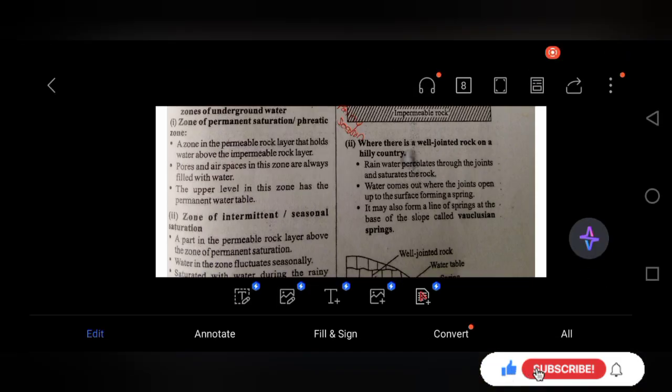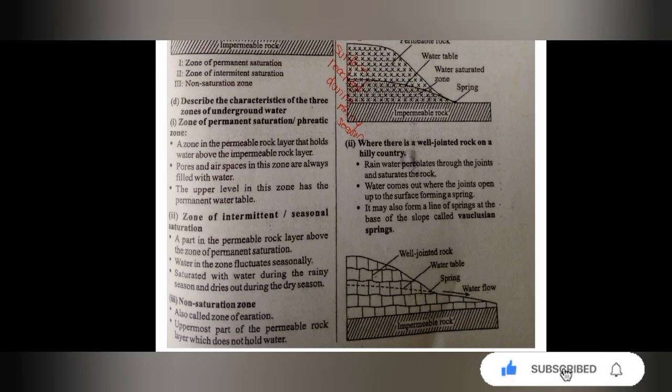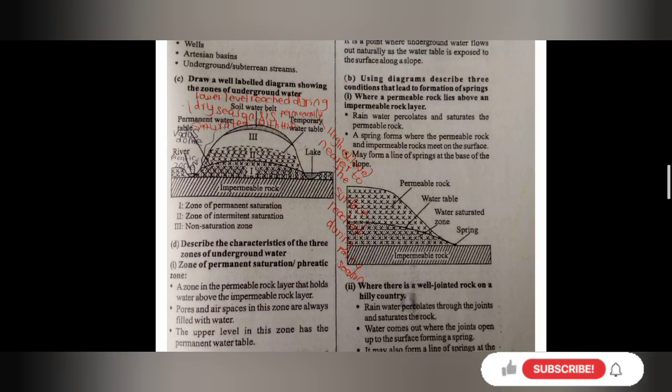Then the zone of non-saturation, on the other hand, is also called the zone of aeration. It is the uppermost part of the permeable rock layer which does not hold water. It is permeable, but it doesn't hold water, in that water sinks through it but does not hold water. It is the topmost part of the soil, also known as the soil water belt.